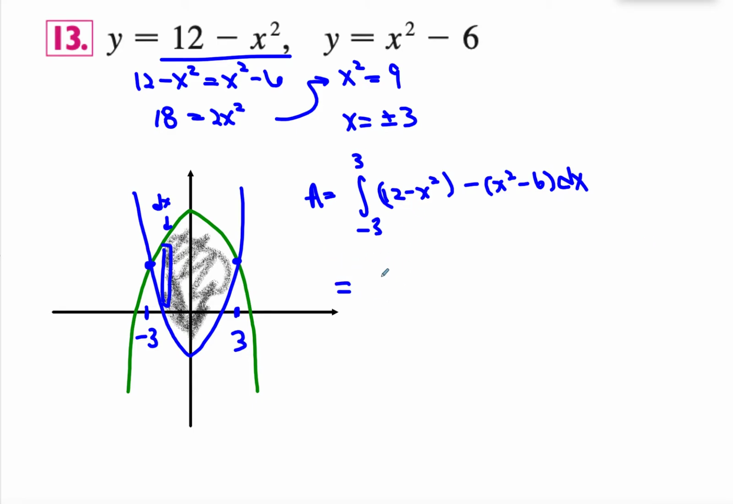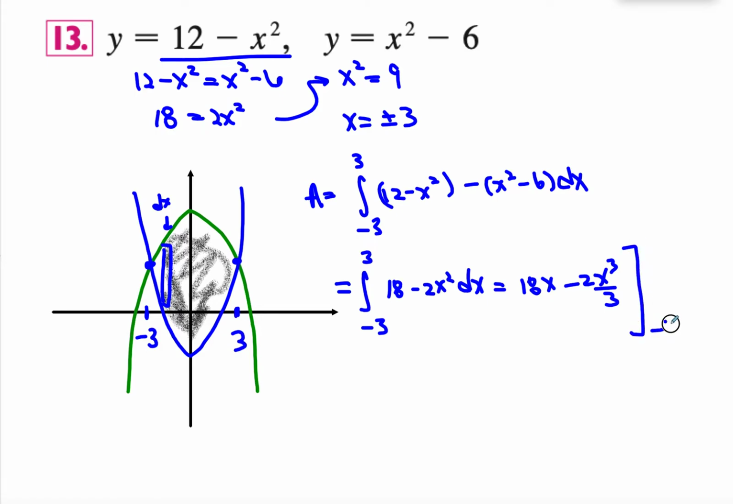So what do we end up getting? If I simplify the expression first, we get 12 minus -6, which becomes 18, and then negative x squared minus another x squared, which is minus 2x squared, dx. Now when you take the antiderivative of this, you get 18x minus 2x cubed over 3, which goes from -3 to 3.